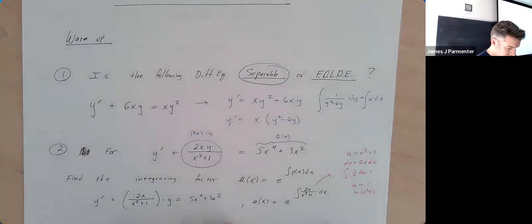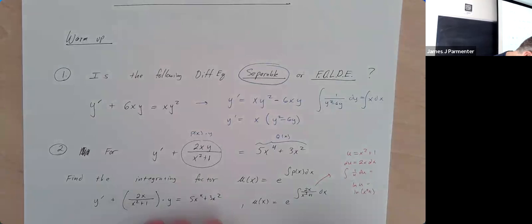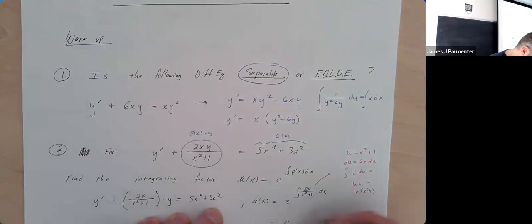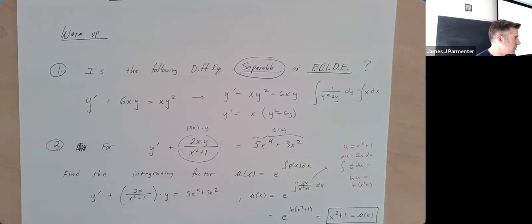So this is going to end up being e to the natural log of x squared plus 1, which is going to equal x squared plus 1. So here our mu of x, our integrating factor, is just x squared plus 1. It's kind of nice, works out all right. Questions about that at all?